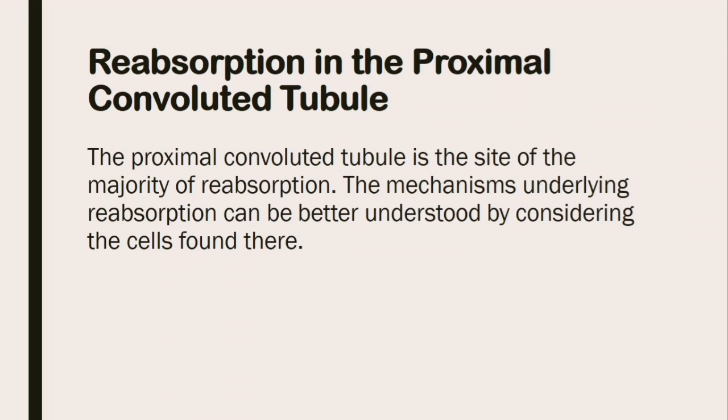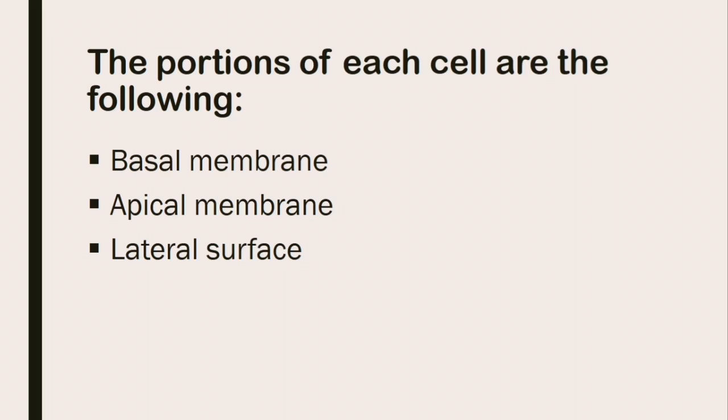To establish the portion of each proximal convoluted tubule cell where a particular process for reabsorption occurs, these portions are named. The portions of each cell are the following: basal membrane, apical membrane, and lateral surface. The basal membranes form the outer wall of the renal tubules. The apical membranes make up the inside surface of the renal tubule wall.